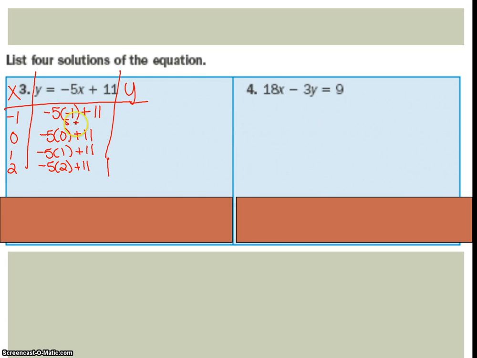By the way, once you get your answers, the solution is technically the ordered pairs that go with it. So this is the solution. So go ahead and solve number 3, and then I will set up number 4 for you.